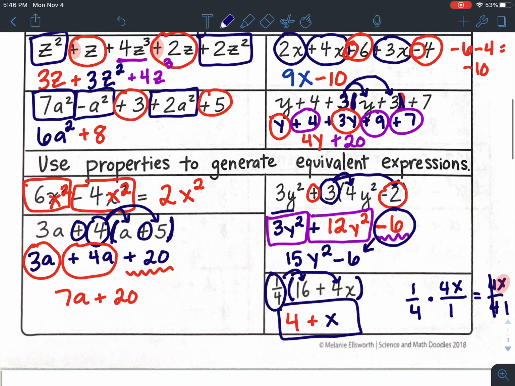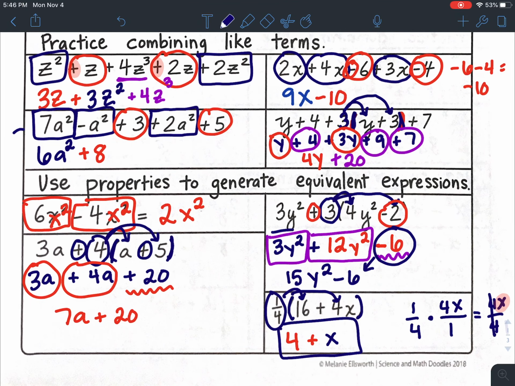Hopefully you caught my mistake up here in this question right here. Make sure you're looking at every single piece. So I had the 6a squared. Well, that gives me this part here, but I'm still missing this 2a there. So 6 plus 2 gives me 8a squared, and I still have that 8 piece. Hopefully you caught that mistake.